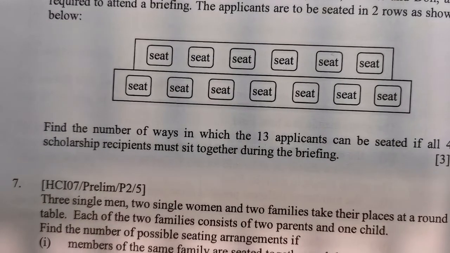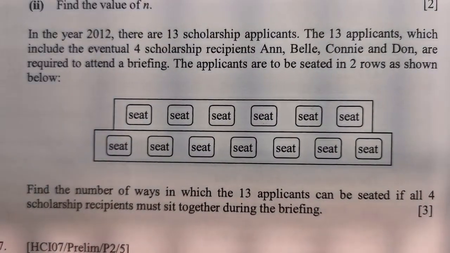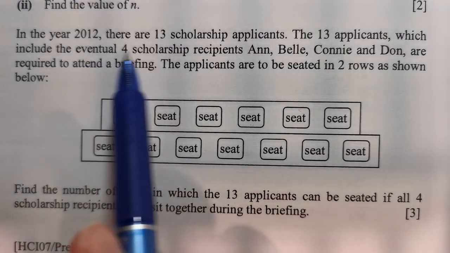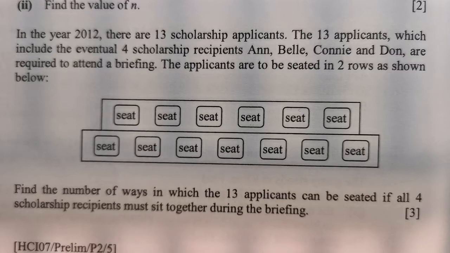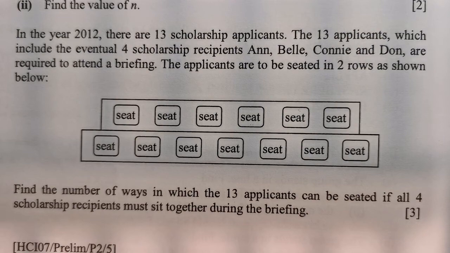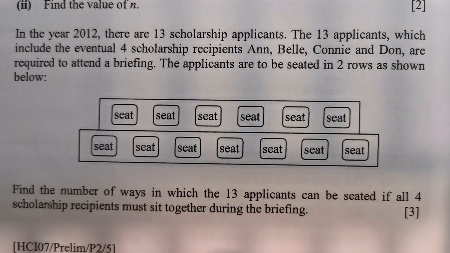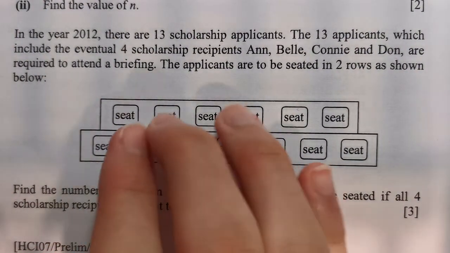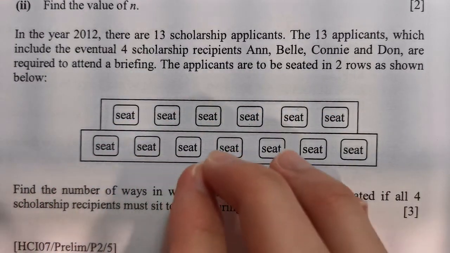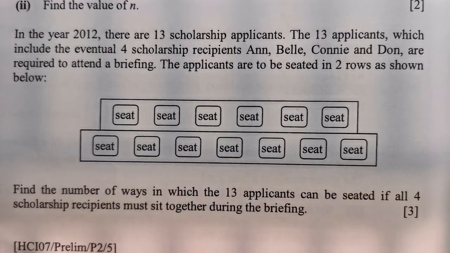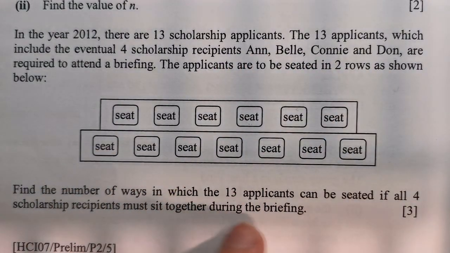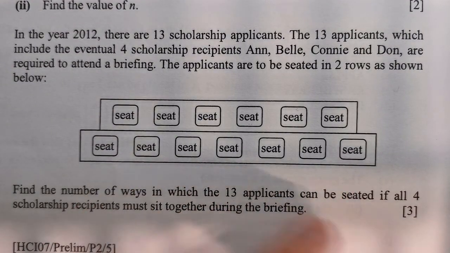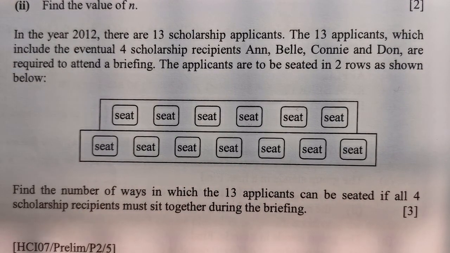Then for part 3, actually not really part 3, whatever. So there are 13 scholarship applicants, but 4 of them have to sit together. So for this, you have to settle the restriction first, right? These 4 have to sit together. So you count the number of ways which they sit together first. Basically, there are 7 ways which you can place the block of these 4 people. Then afterwards, within the block, you arrange the people, and outside the block, you arrange the remaining 9 people.